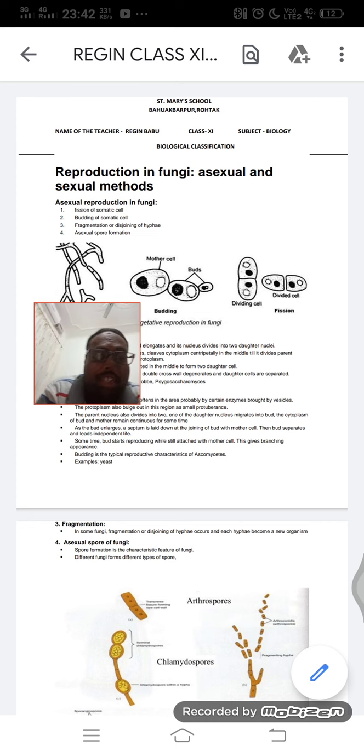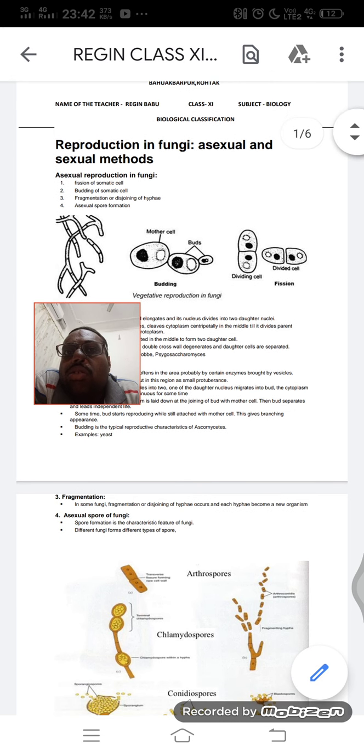So this part is quite important, and there are a lot of terms and terminologies coming, so please listen very carefully, and after that you can go through the notes that I have given. After studying this, we have to go to the classes or divisions in fungi. So first one, that is the reproduction in fungi.